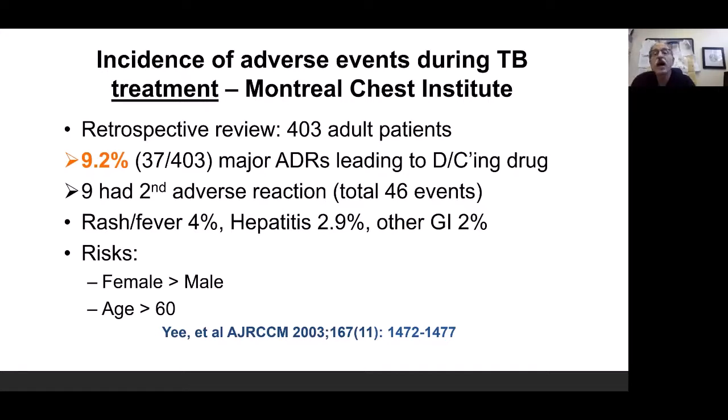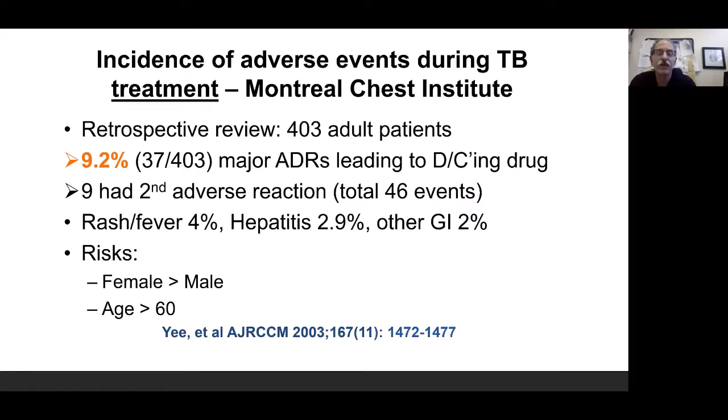And of those who had an adverse drug reaction, a quarter of those, or 9 of them, had a second one. So that means that if you've had one bad thing happen to you, you are statistically more likely to have a second bad thing happen to you.